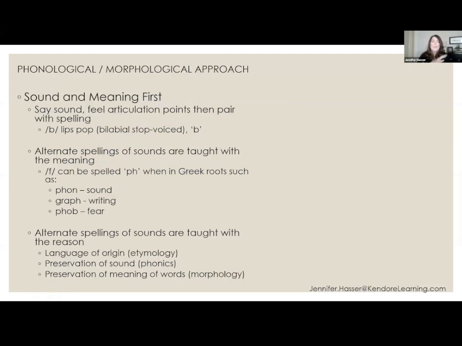So a phonological and morphological approach is sound and meaning first. So it's not letter first. You would say the sound, you would feel the articulation points in your mouth, and you would pair that with the spelling. So with b, your lips pop when you're going b, b, b, and we want to make sure we say it correctly. We don't go buh, but it's like b. So your lips pop. It's actually a bilabial stop, because bi means two, labia being lips, and then the air stops, but the b is voiced. So you can feel the vibration, right?